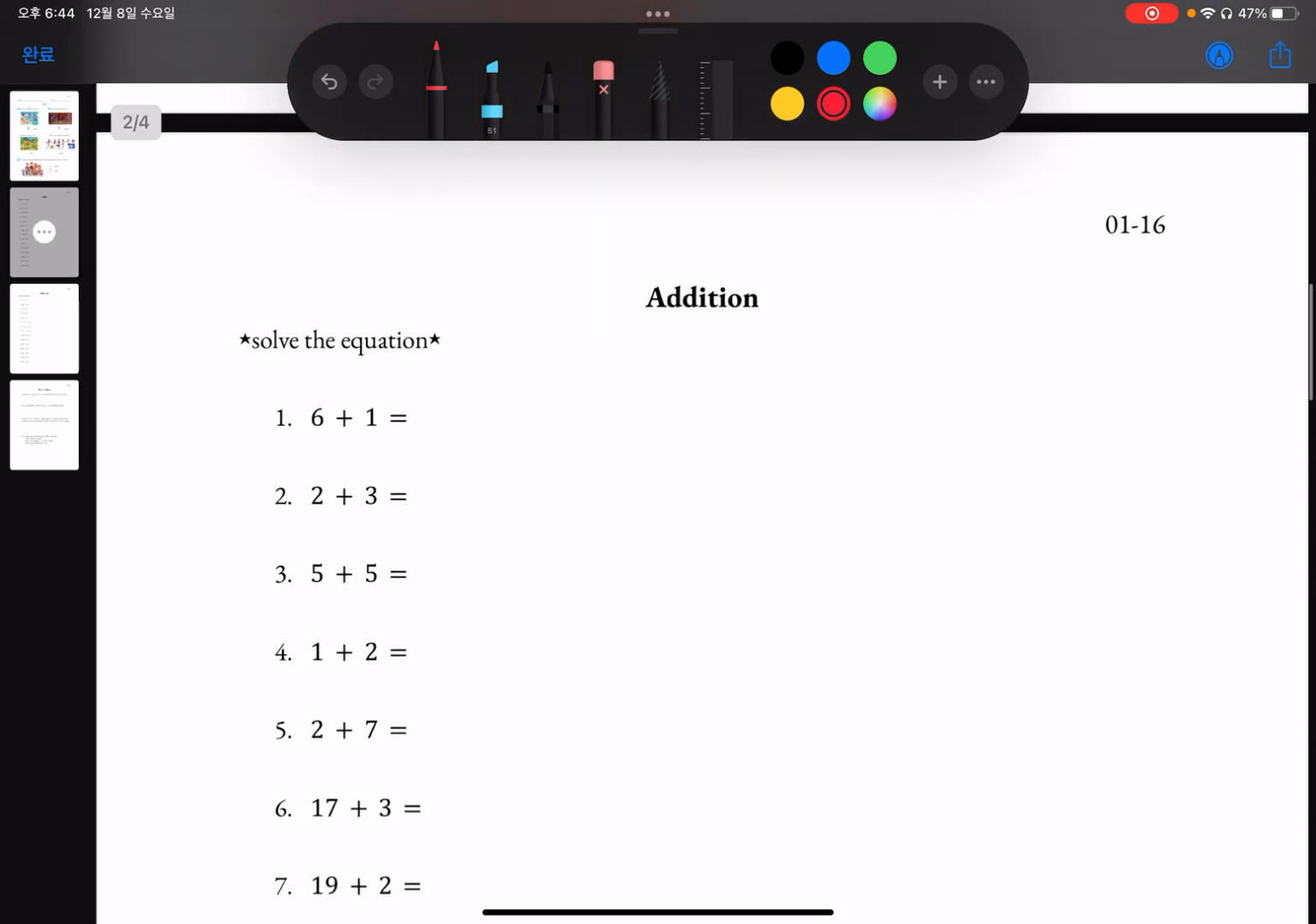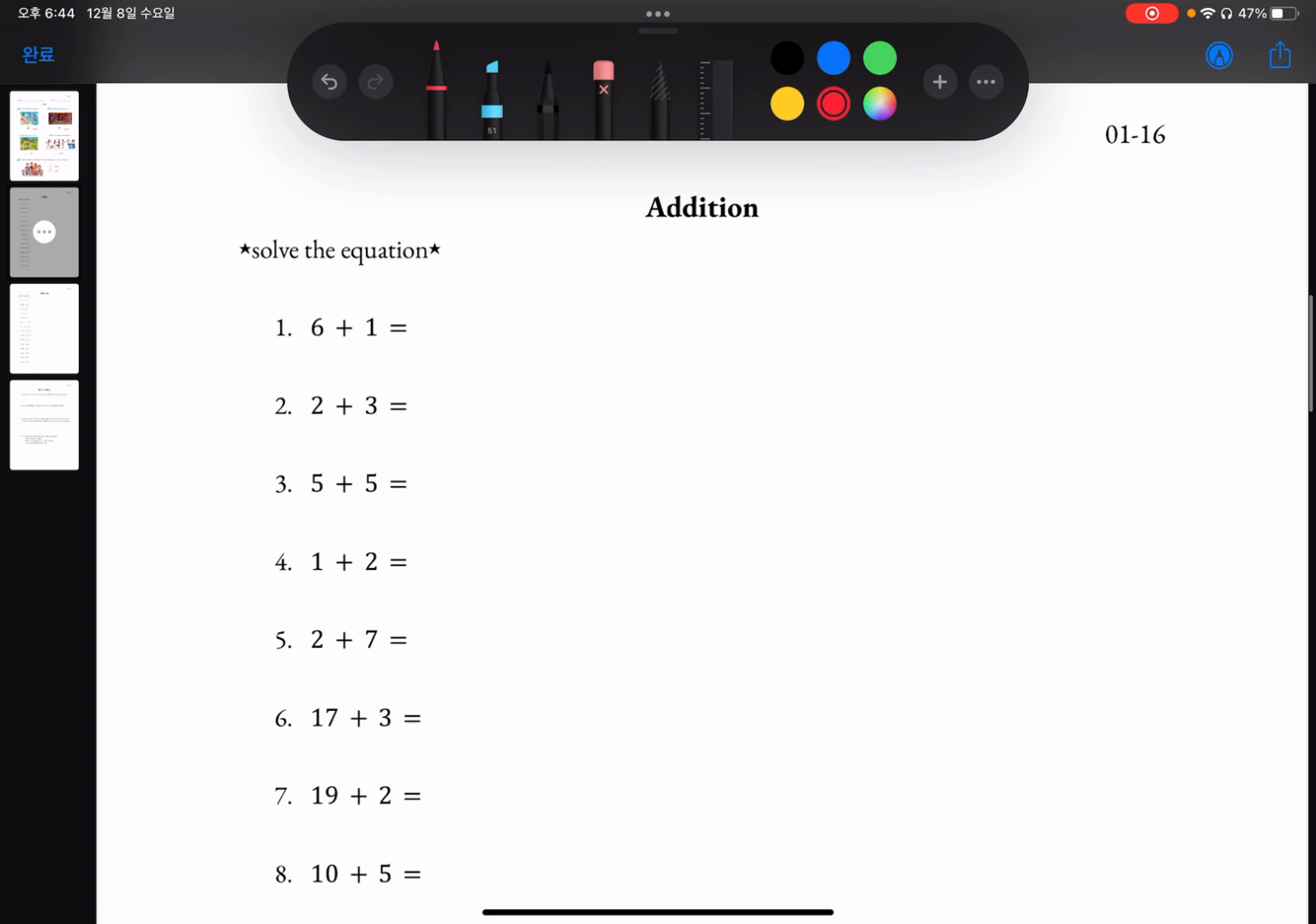Moving on to the next section, it's about addition, and I'll be solving addition problems in different ways. So for number 1, it says 6 plus 1. You can use circles, 1, 2, 3, 4, 5, 6, and then you add 1. When you count, you'll get 1, 2, 3, 4, 5, 6, 7. So the answer will be 7.